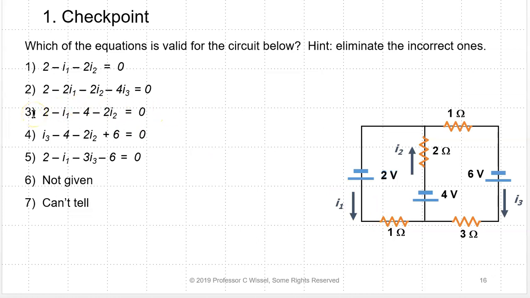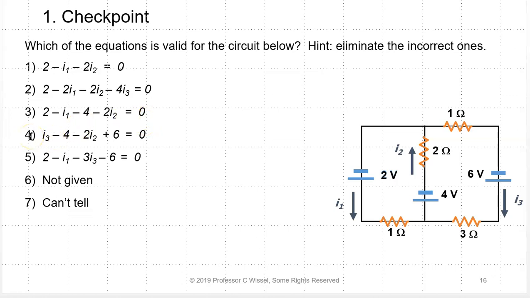I go to 3. I start with the 2 volt battery again, and I see minus I1. That's looking good. I'm going from the positive to negative plate, so that's minus 4. I'm going down the waterfall, so that's minus 2I2, and I come back to my starting point. 3 is good. So this is probably the correct answer, but always check to make sure.